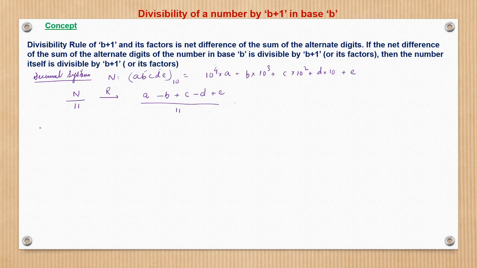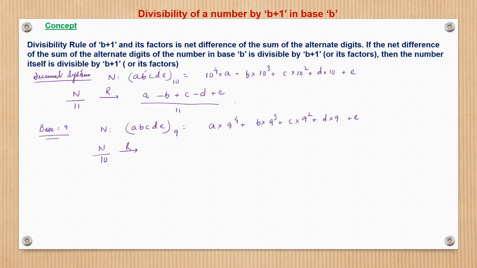Now we will check for say base is equal to 9. What happens in that case? So same n, abcde in base 9. So this we can write as a into 9 raised to power 4 plus b into 9 raised to power 3 plus c into 9 square plus d into 9 plus e. Now when we divide n by 9 plus 1, 10, right? B plus 1 type. So what would be the remainder?